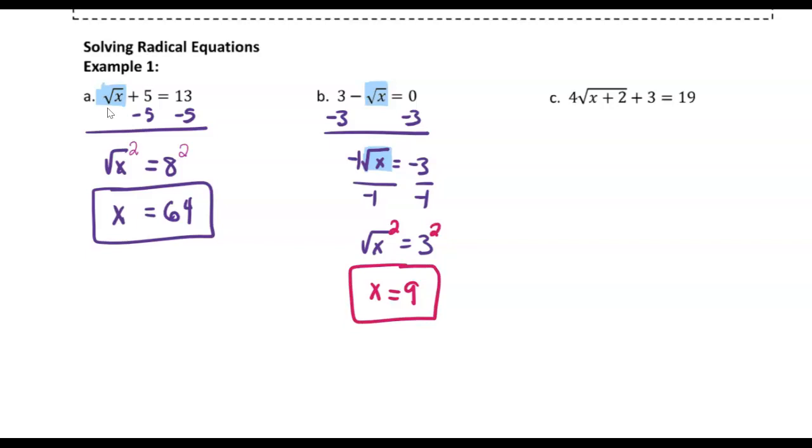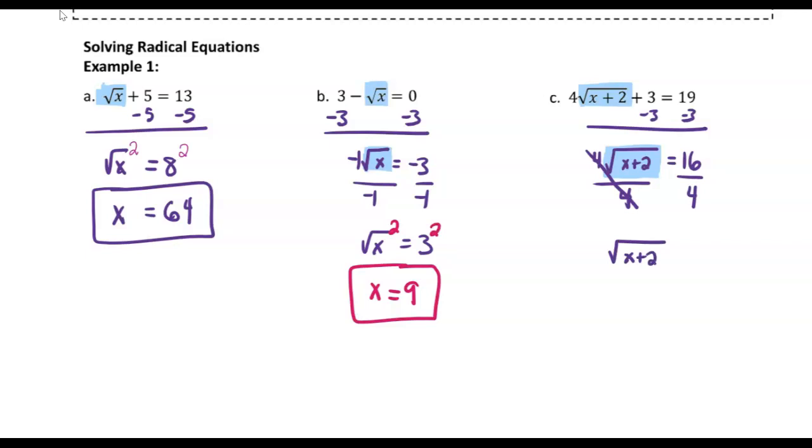Okay. On this problem, we want to get this whole square root by itself. So we want to get this alone. The first thing we do is subtract the 3. So we get 4 square root of x plus 2 equals 16. All right, now I'm still not ready to square yet because I need to get this square root by itself. So the next thing I'm going to do is divide by 4 because the 4 is multiplying by the square root. I do that on both sides.